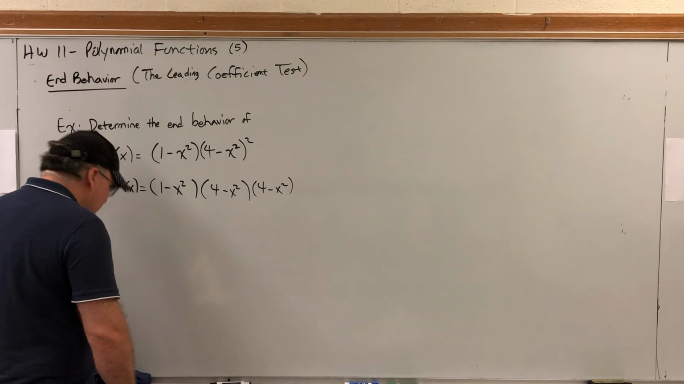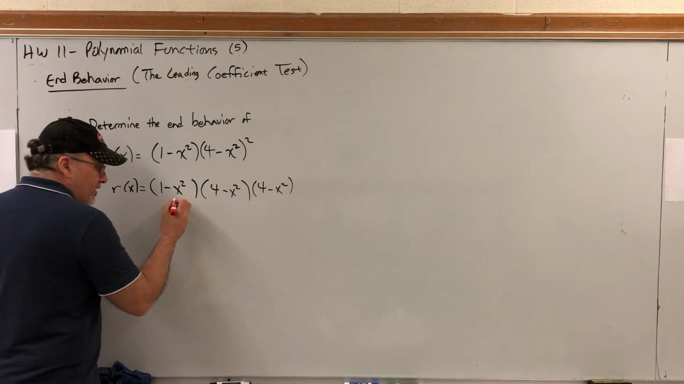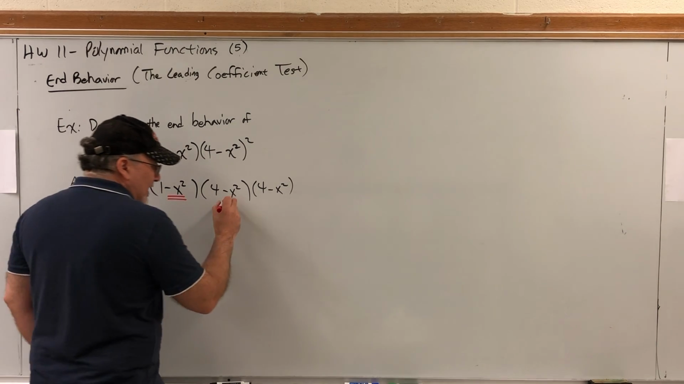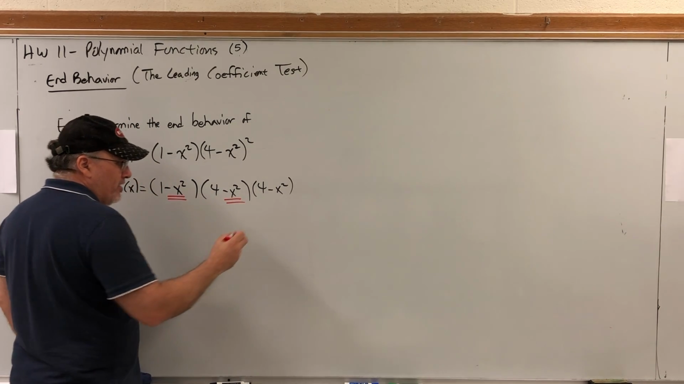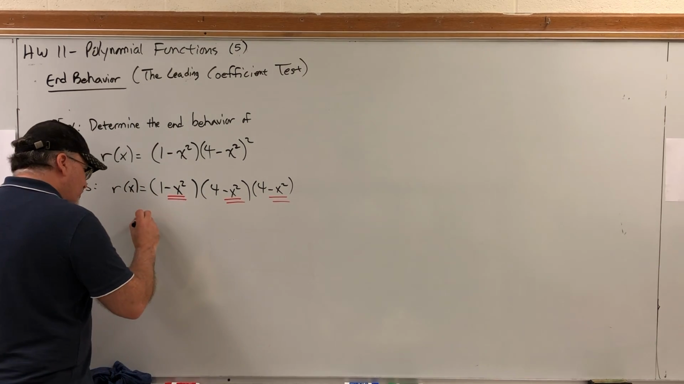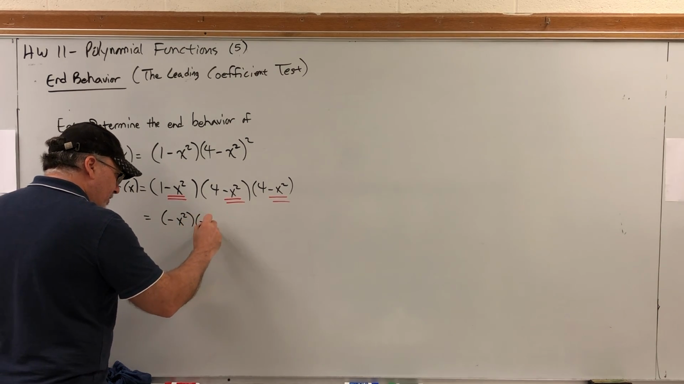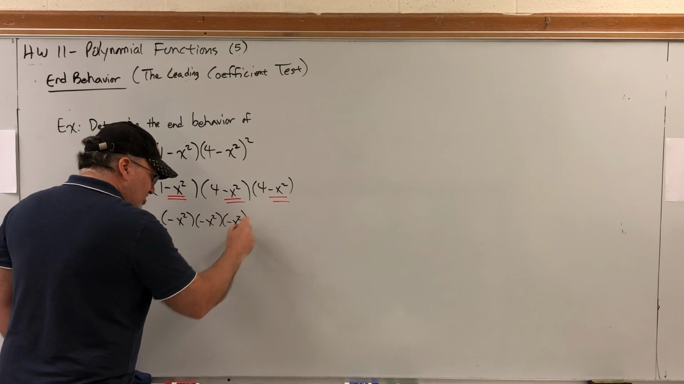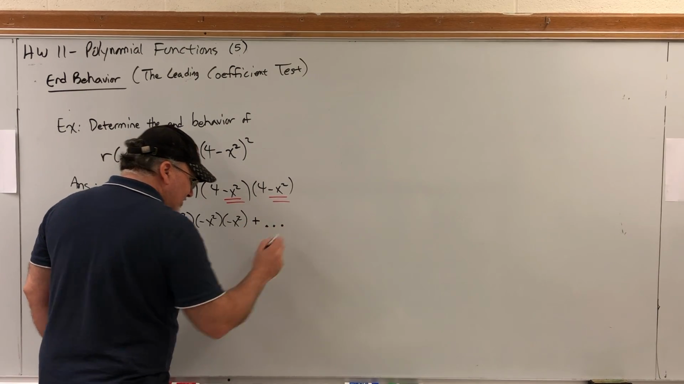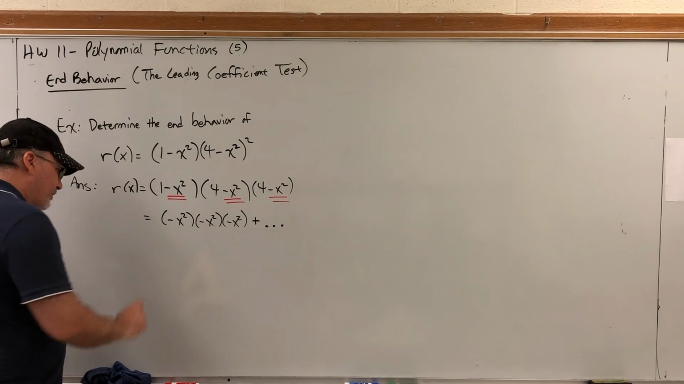And in all three of these factors, the leading term is the second term. The highest power in the first factor is negative x squared, the highest power in the second factor is negative x squared, and the highest power in the third factor is negative x squared. Which means if we multiply all three negative x squareds together, that would give us the leading term. I'm going to go ahead and write plus and ellipses, indicating that there is more that I'm not writing, but I don't need to know.